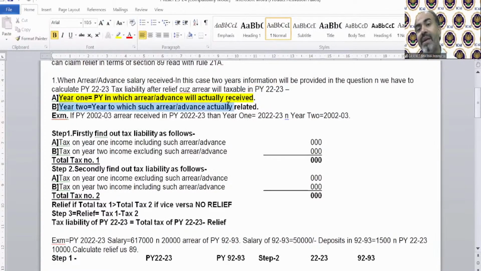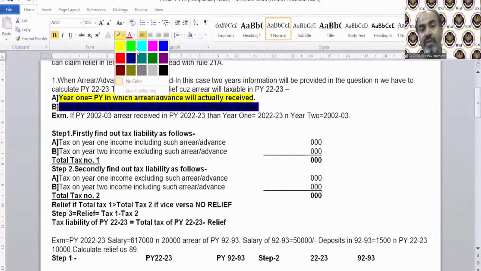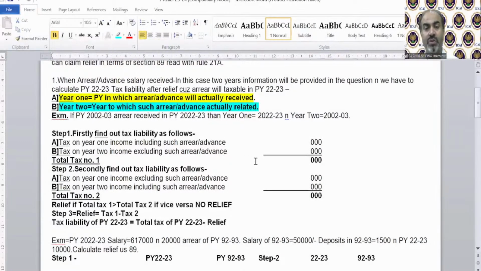Year 2 will be that year to which it technically belongs. So the year 1 and year 2 concept is clear. Year 1 we will call the year in which we received it. You can call it year X, year Y, whatever, but in this question for our provision, I took it as year 1. So when I say year 1, that means the current previous year. When I say year 2, that means the year to which that income belongs.